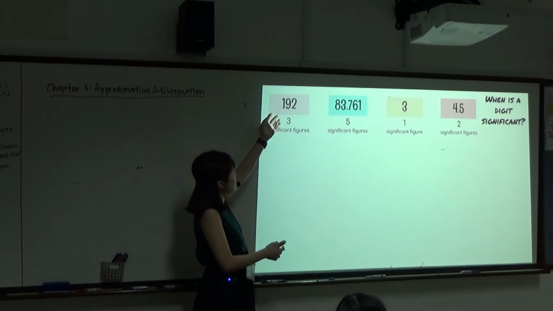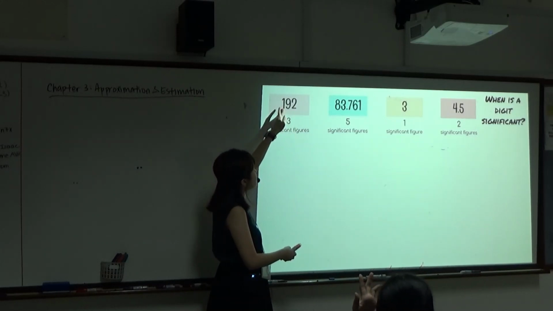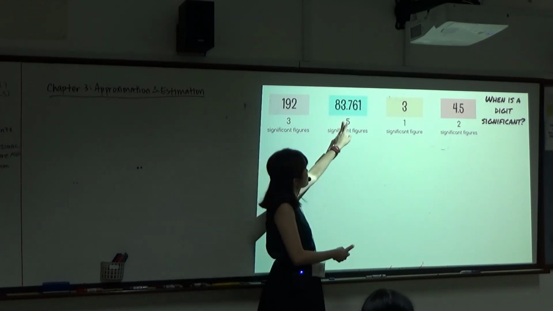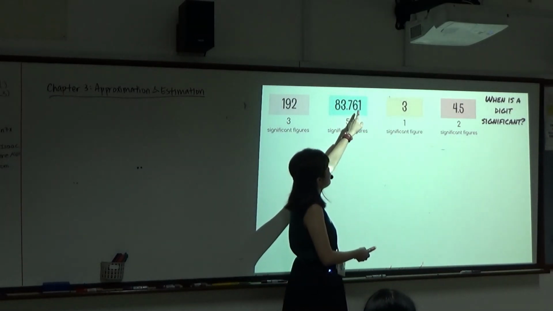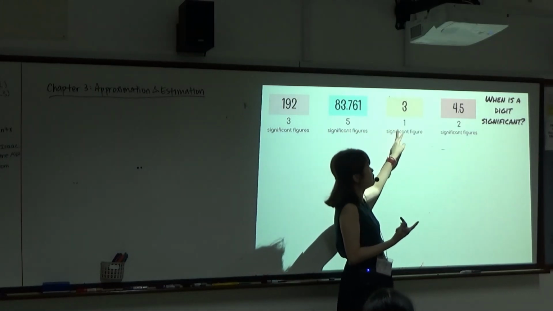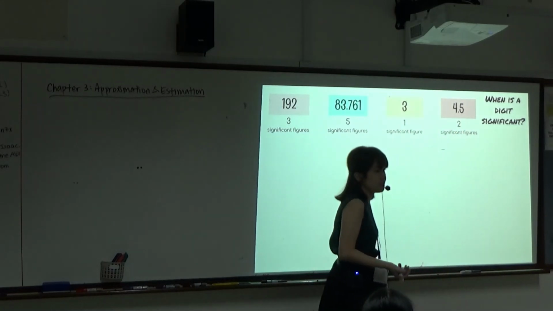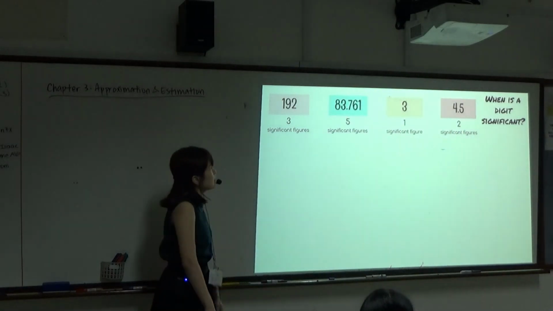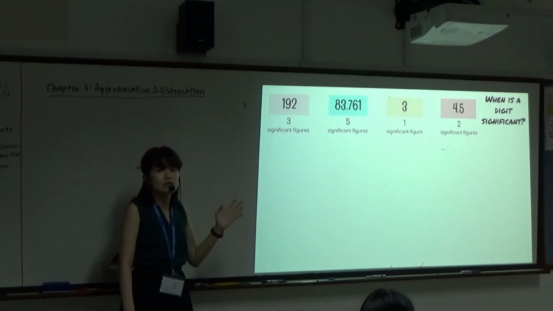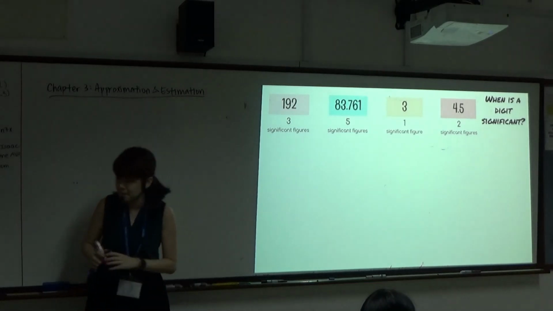So, look at this number over here, 192. I count first digit, second digit, third digit, I get 3 significant figures. This one, I count 1, 2, 3, 4, 5, I get 5 significant figures. This one is only 1 digit, I have 1 significant figure. This has 2 digits, I get 2 significant figures. So it seems like my significant figures equals the number of digits. That's the idea we seem to be getting.